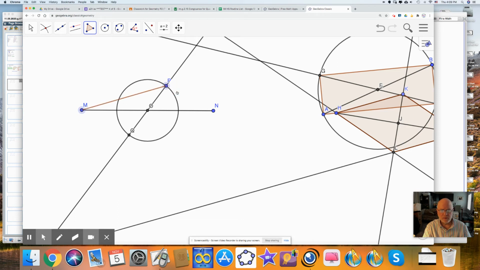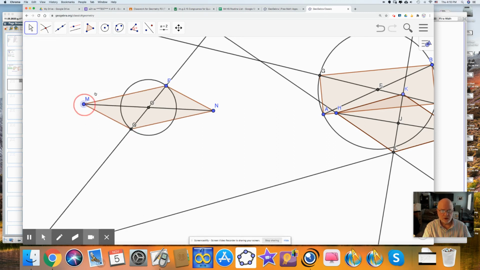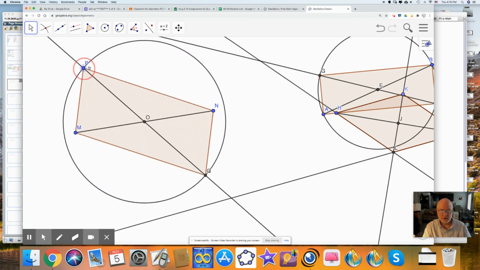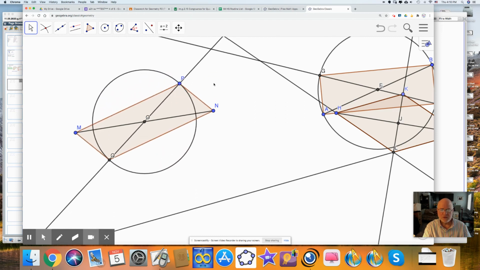So I have my parallelogram. The diagonals bisect each other. Both of these are radii. And when I drag it, you can see I can drag this around. I can make this different. I can drag this point, make this bigger or wider, put it anywhere. And it's still going to be a parallelogram. And the question is, does it have symmetry?